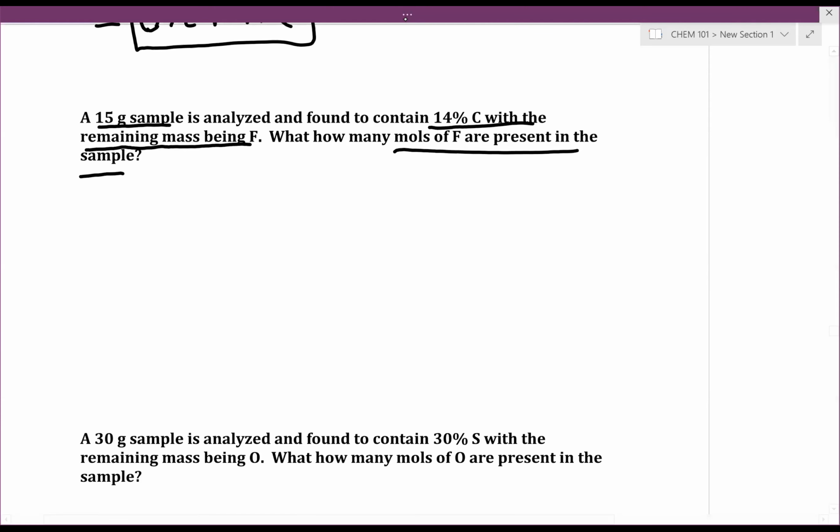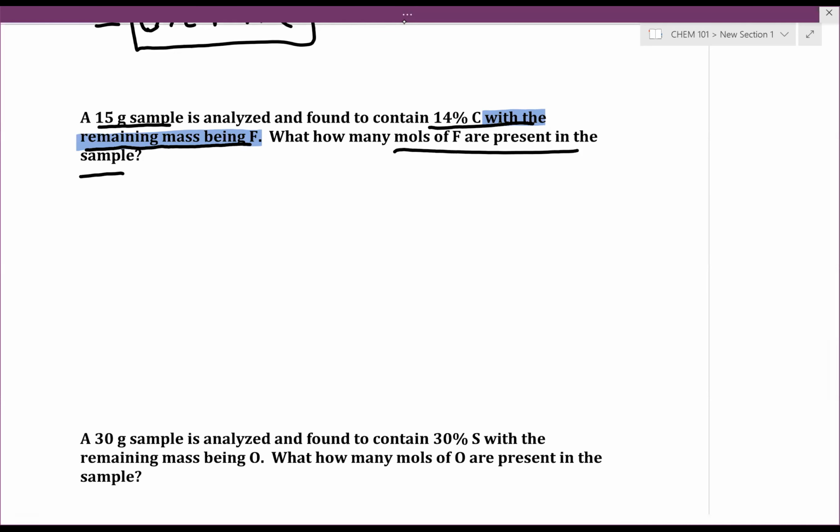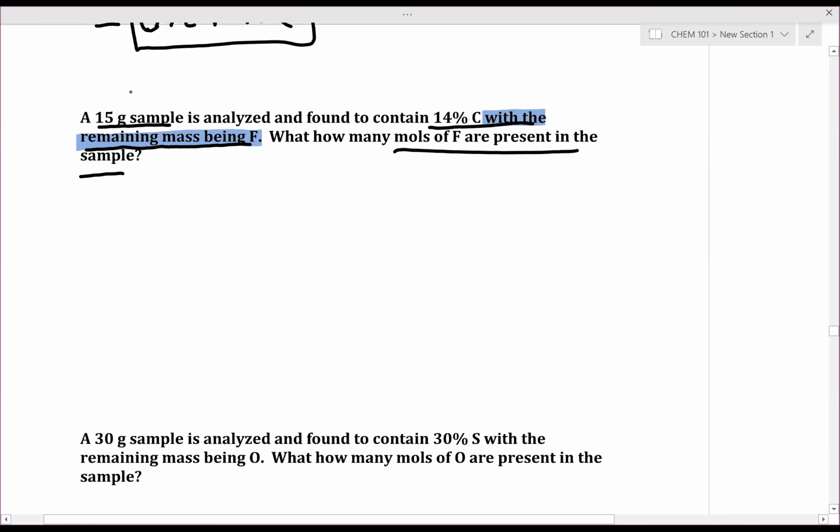Now, there's one key word that I want us to focus on. It's with the remaining mass being fluorine. Okay. Notice how I explicitly told you that this is a 2-component mixture. You cannot assume that unless you're talking about a pure compound, okay? Does that make sense? So the only reason why the percentages add up in this case is because I told you that the remaining mass of our sample is fluorine. This is really important because you'll see problems where this is not the case.